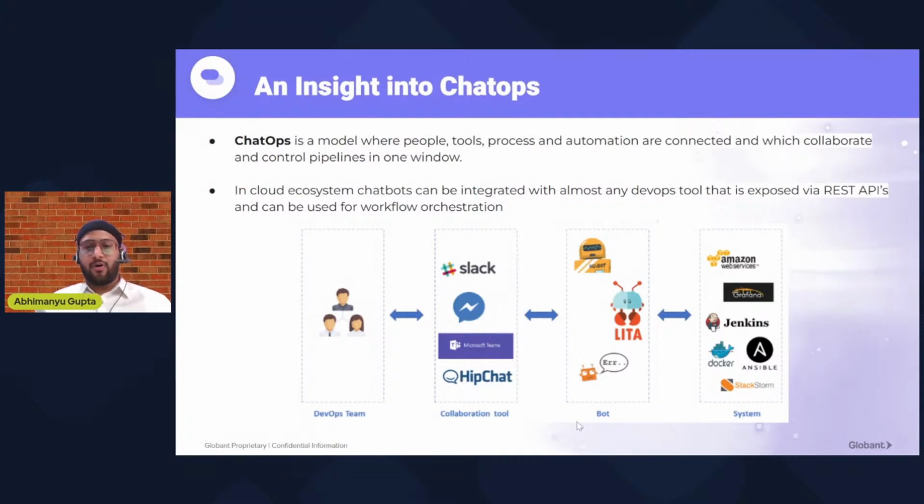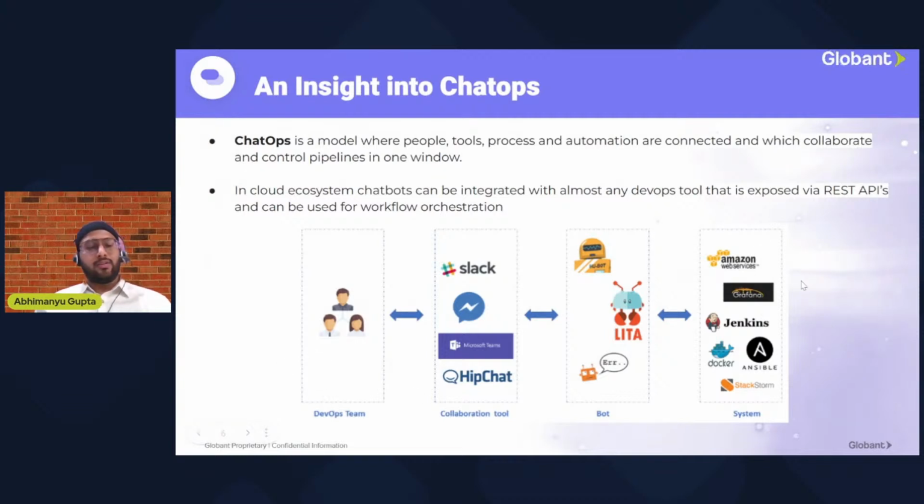And then you will have one bot. Now that bot could be Hubot, Lita, Err bot. And finally, your system. Now, from the DevOps perspective, the system would be your DevOps system. It could be your Jenkins, it could be your monitoring system using Grafana, it could be your cloud system, any of the clouds you might be using, Amazon, Google Cloud. It could be your Docker or Ansible system. Now, in this ChatOps concept, your bot is in the central location. Like in your CI/CD system, your orchestration tool is the center, and then it's integrated with different tools. Similarly, in ChatOps, your bot is at the center. Your bot is integrated with your collaboration tool, and the bot is also integrated with your DevOps system.